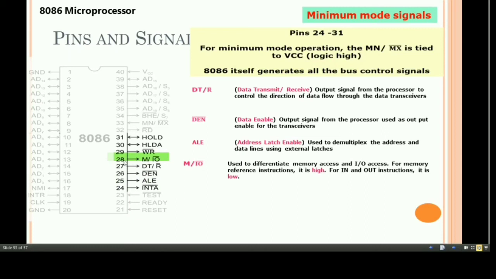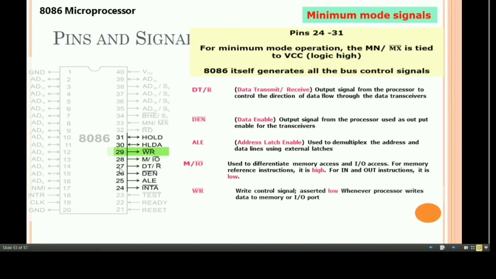Next is pin number 28, M/IO bar, that is memory/input output bar. It is used to differentiate memory access and IO access. For memory reference instructions, this pin is active high, and for IN and OUT type of instructions, this is active low.